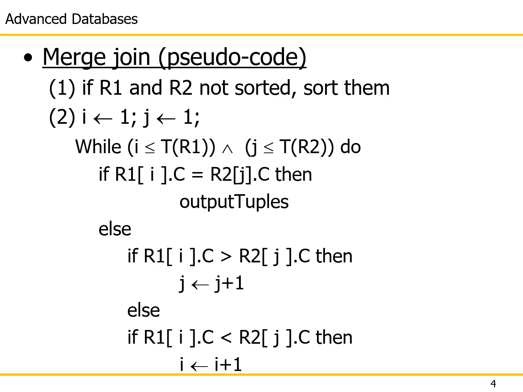And then the first thing I do inside the loop is check if the C values are matching. If R1 of I.C is equal to R2 of j.C, I am going to output the tuples. It says tuples with an S because I'm going to get one tuple from R1 and one tuple from R2, as you know, in the join, and I will include that in my result set. So let's look at output tuples.